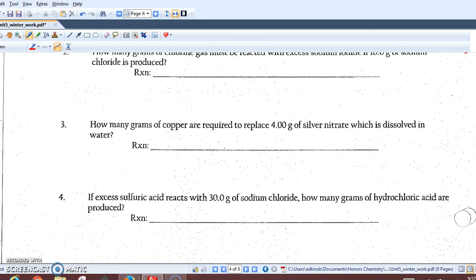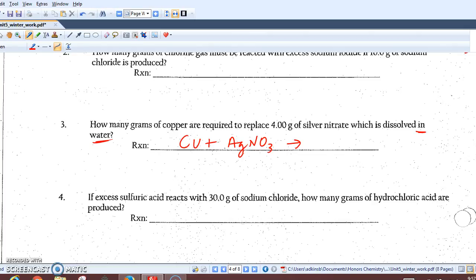All right, so number 3, how many grams of copper are required to replace or displace 4 grams of silver nitrate, so AgNO3, which is in water. So don't be really distracted by that. That's just telling you that this is aqueous and you're adding some copper, and the copper is going to come kick out the silver. Now they tell you what happens, so you really don't have to check your activity series.